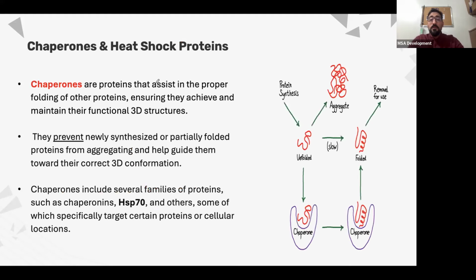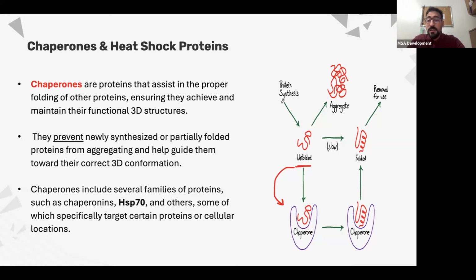Now, how does folding happen in our body? When we have a protein that is being produced and is still unfolded, it will go to an environment that makes the folding suitable. This unfolded protein will go to a regulatory protein in our cells called chaperone. The chaperone has different subtypes of regulatory proteins that are important for the folding process of the unfolded proteins.